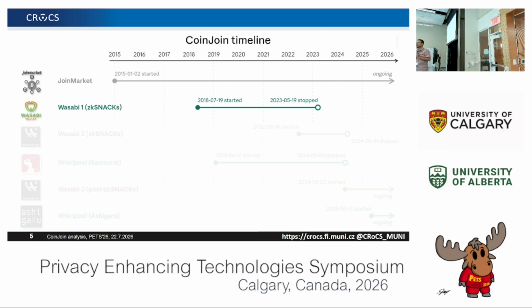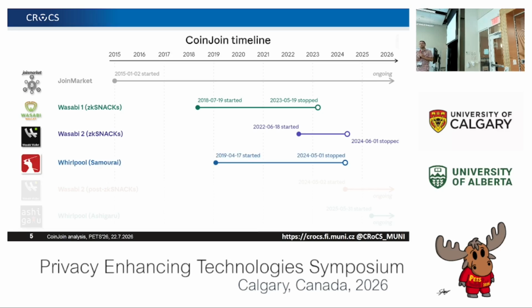Wasabi 1 is the protocol designed by the company called zkSNACKs. They also ran the coordinator, and they started in 2018 and stopped in 2023. The reason they stopped is that they rolled out a better protocol. Then there was a different design, Whirlpool, which you already saw one transaction of. That one was stopped as well, but by the FBI, who seized the service.